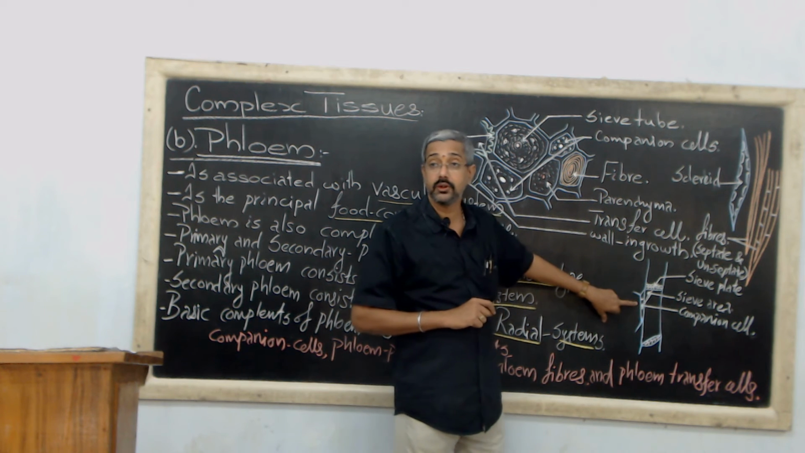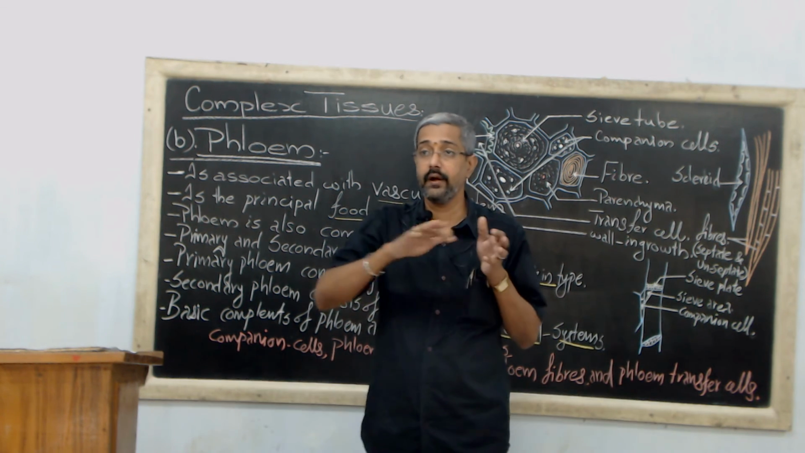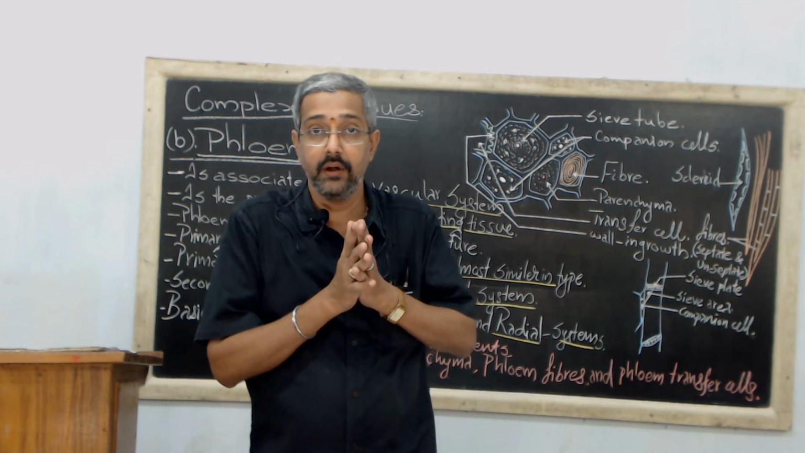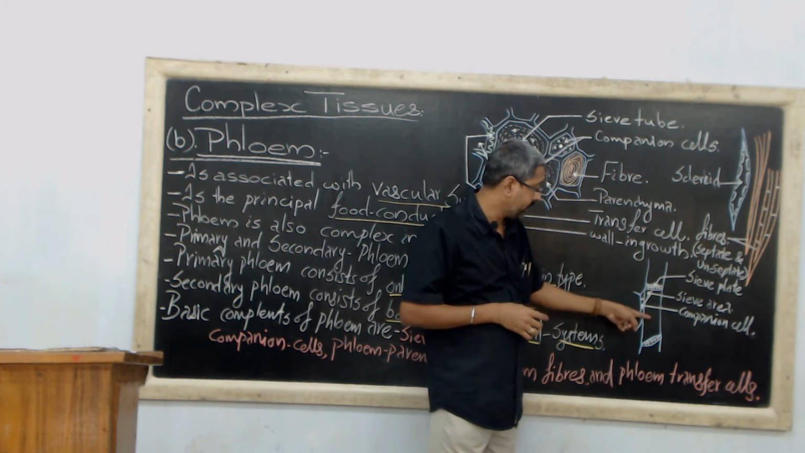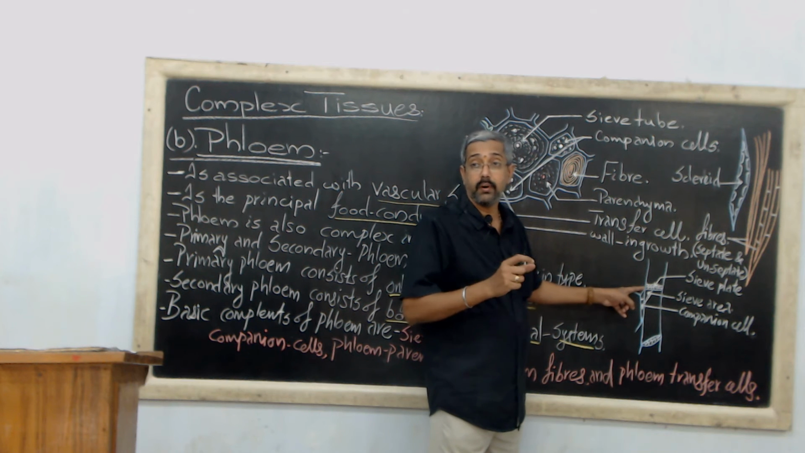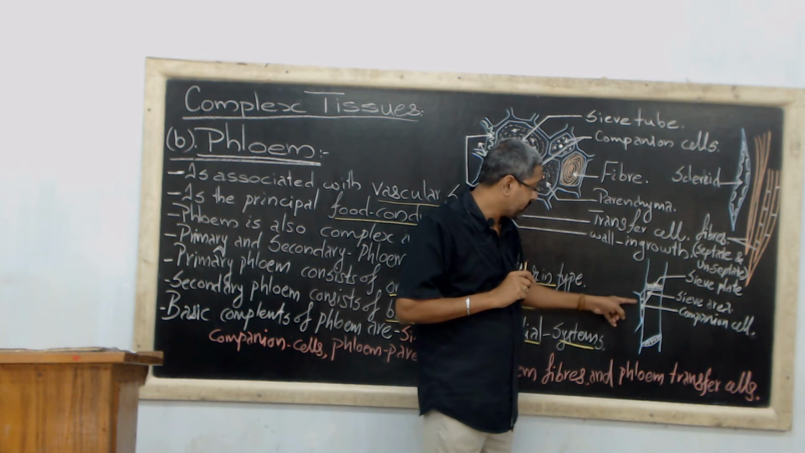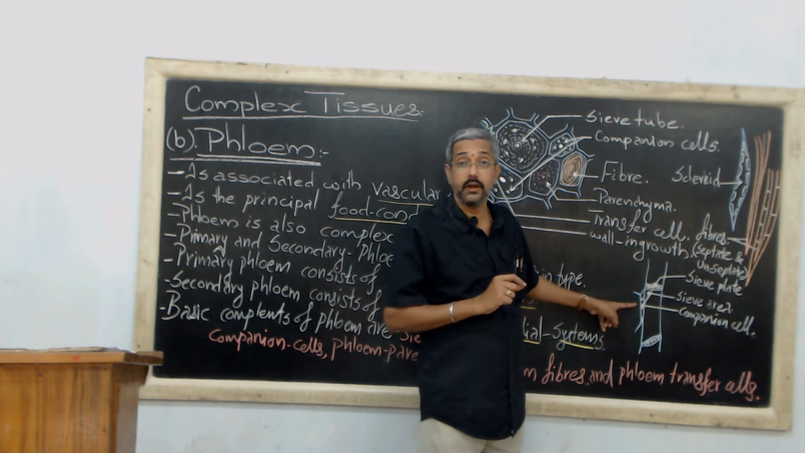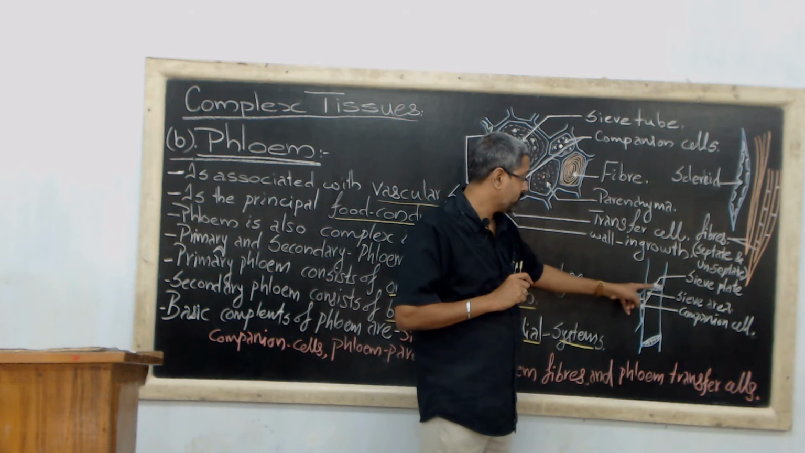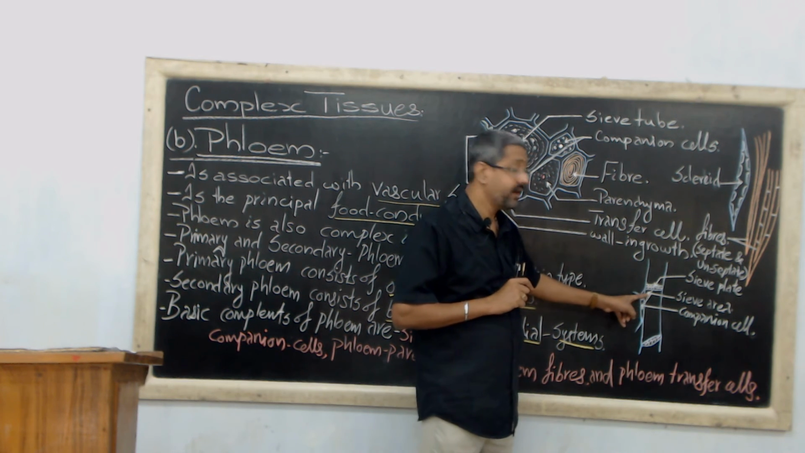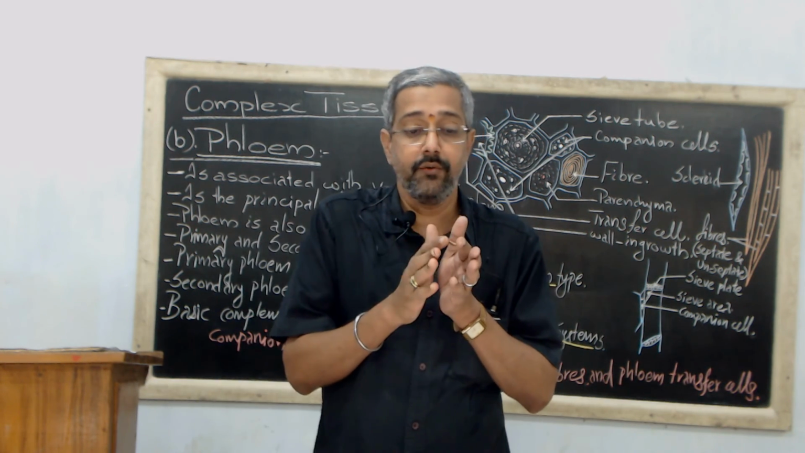Here you can see the companion cell. So the axial and the radial conduction are performed by the phloem sieve tube member. The end-to-end connection is mediated by the sieve plate, with perforations. And the radial conduction is performed by the companion cells of the sieve tube element, and the companion cell is seen associated with the sieve tube, and the sieve area mediates the pairing of sieve tube to companion cells.